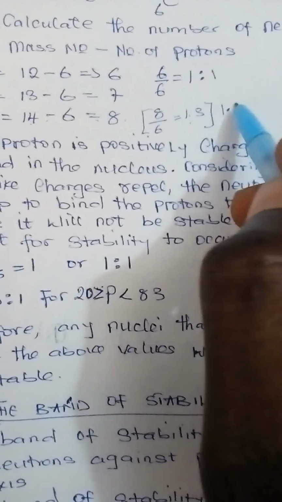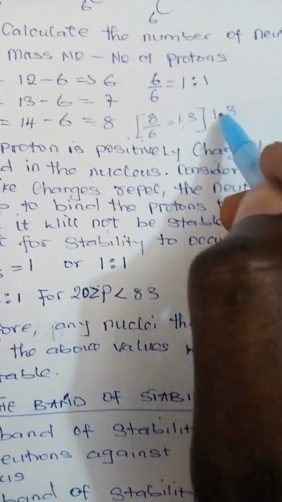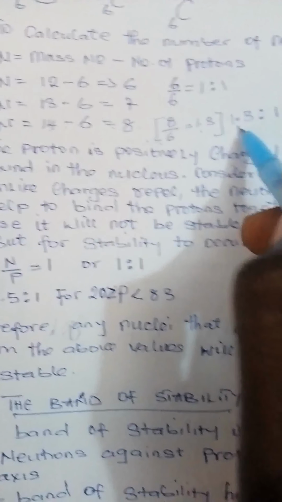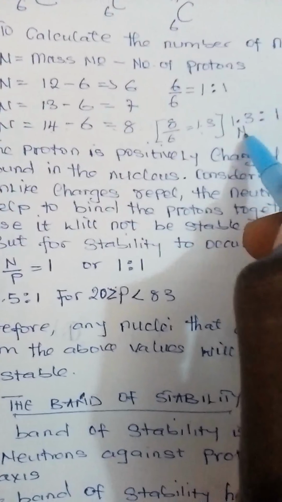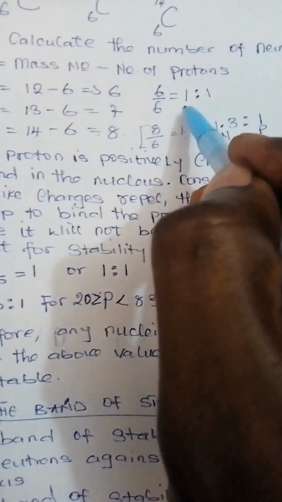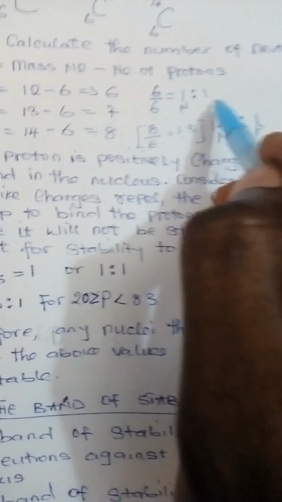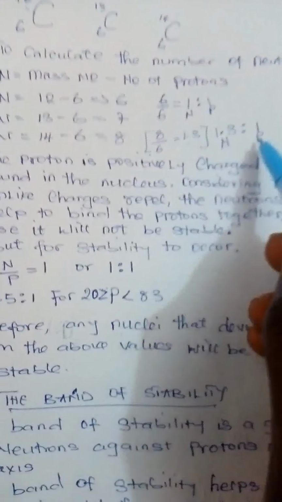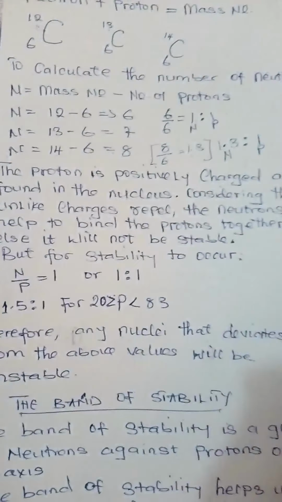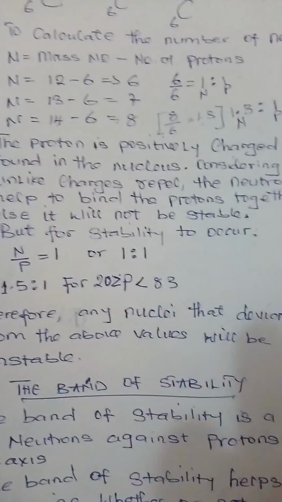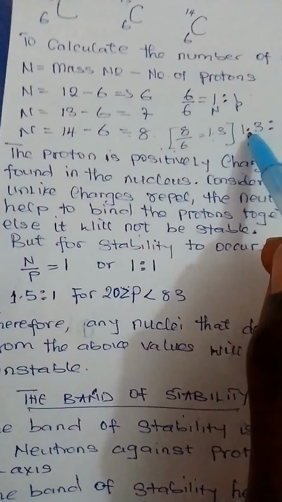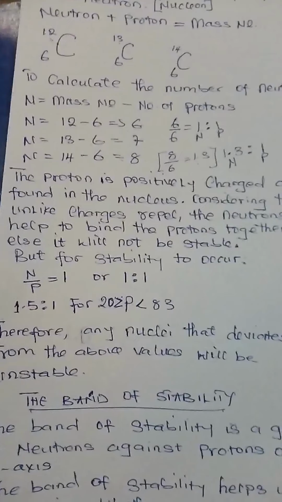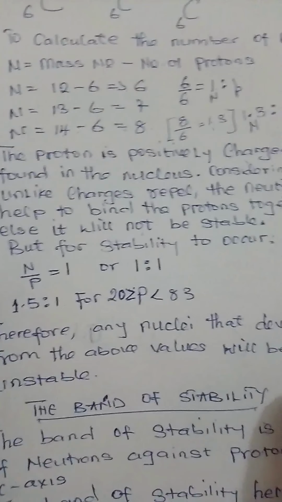And if I want to represent this in ratio form, I will say that this is 1.3:1. So this one here stands for number of neutrons, this one here stands for number of protons. So when the number of neutrons to the number of protons is 1:1, that atom is said to be stable. But once there is a deviation from 1 to maybe 1.3 or less, then that substance is said to be unstable. Hence, radioactivity will take place.